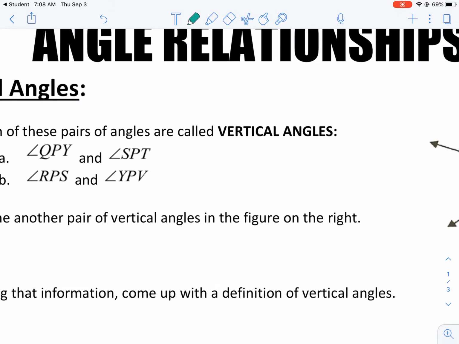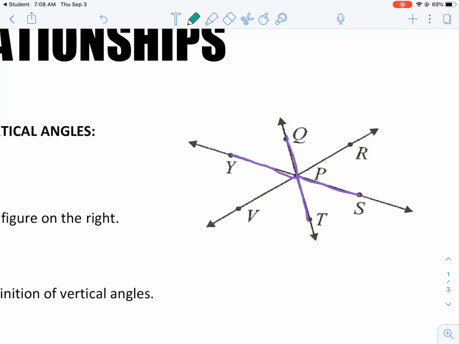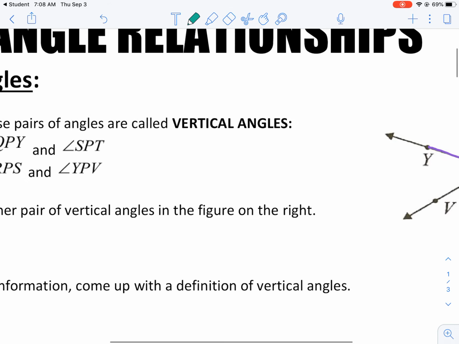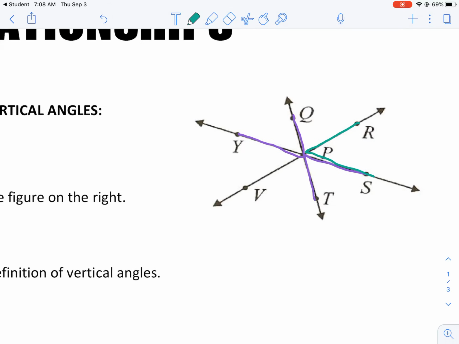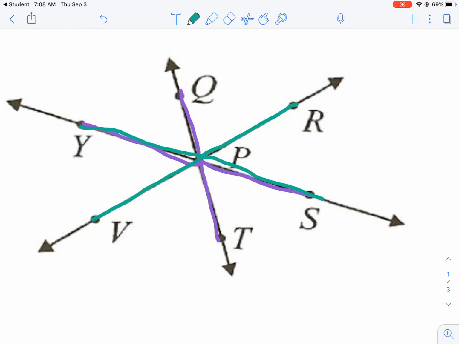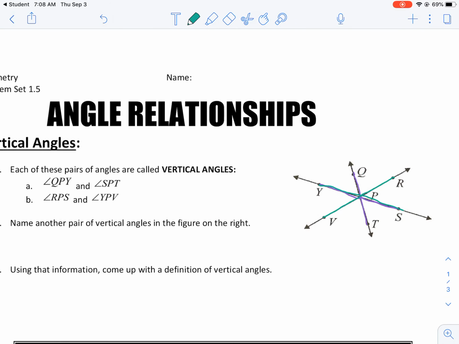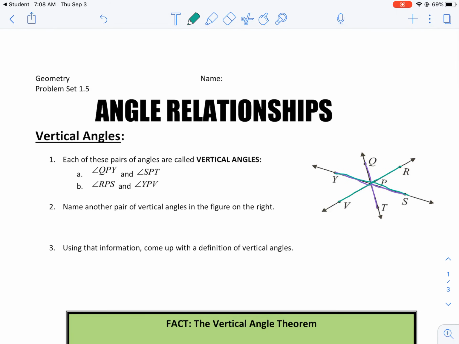Then we have RPS, and it says that's a vertical angle with YPV. What do you notice about those angles there? It says name another pair of vertical angles in the figure on the right, and then using that information come up with a definition of vertical angles. I recommend you pause the video right here and try to answer those two questions.